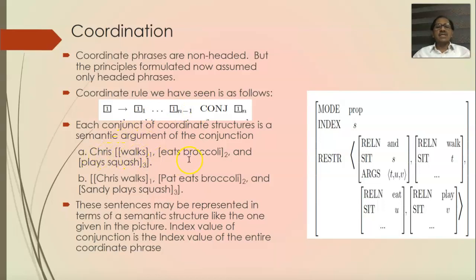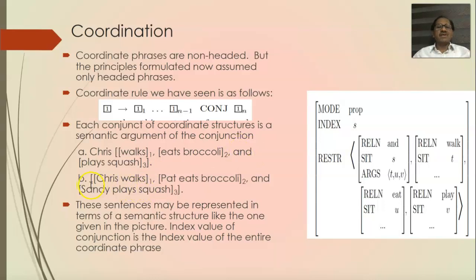Chris walks, eats broccoli, and plays squash. Walks, eats broccoli, plays squash. These are all VPs, and each one is a conjunct. And before the last one, you have the conjunction. Right? And all the three are semantic arguments of the conjunction and.